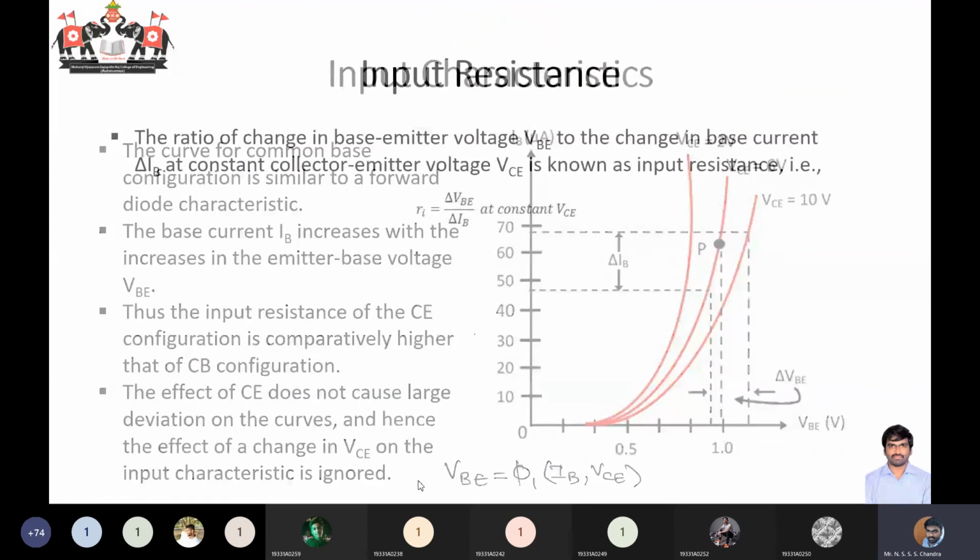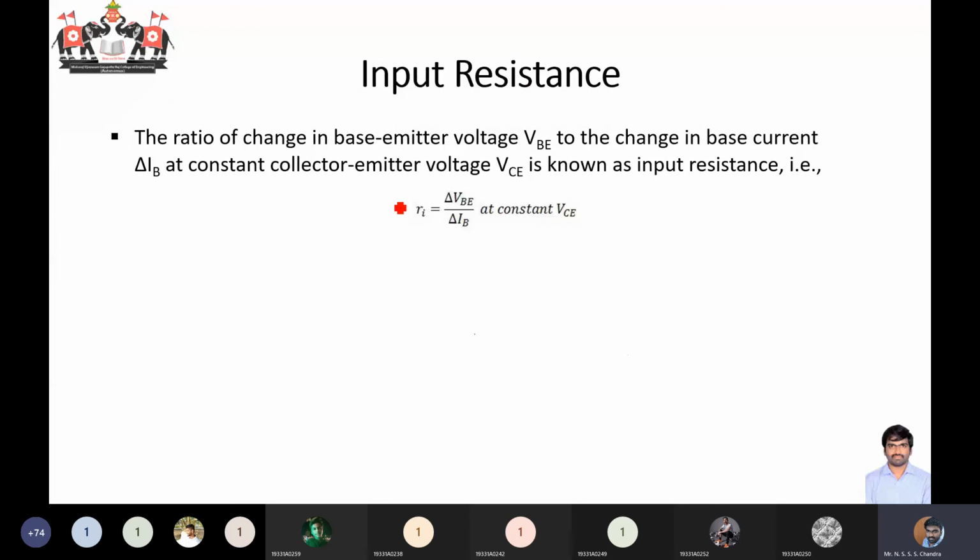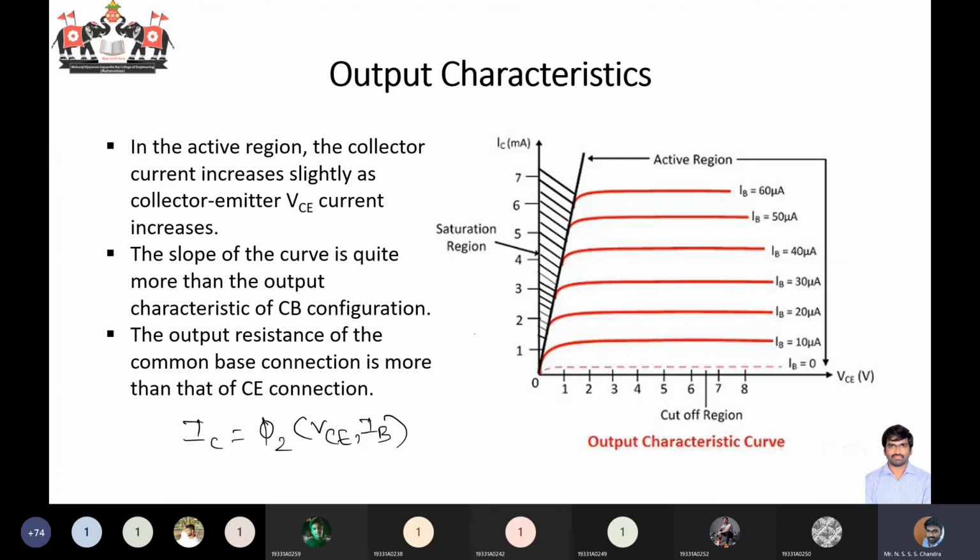So Ri is equal to delta VBE by delta IB at constant VCE. This is what we have seen. Next we shall move on to the output characteristics. In the output characteristics, what will be the output voltage? Output voltage is VCE, whereas output current is IC, right? So you are drawing the graph between VCE versus IC, for a given IB. Input current is IB. If you are changing the input current, you are going to change the output current also. So IC is also here.